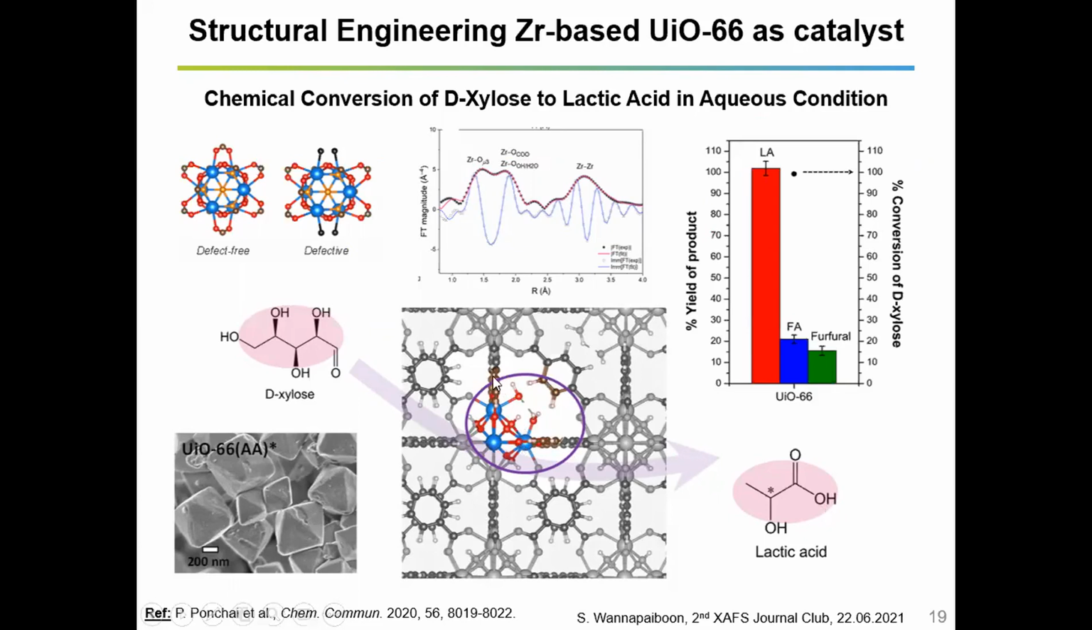And we found that controlling a higher amount of defect structure inside the UiO-66 clusters provides free coordination sites on the zirconiums and hydroxyl groups close to them. This can give selective catalytic performance to convert D-xylose to lactic acid with high yield and also high selectivity over the other byproduct, called furfural, which is based on the dehydration reaction of the sugars.